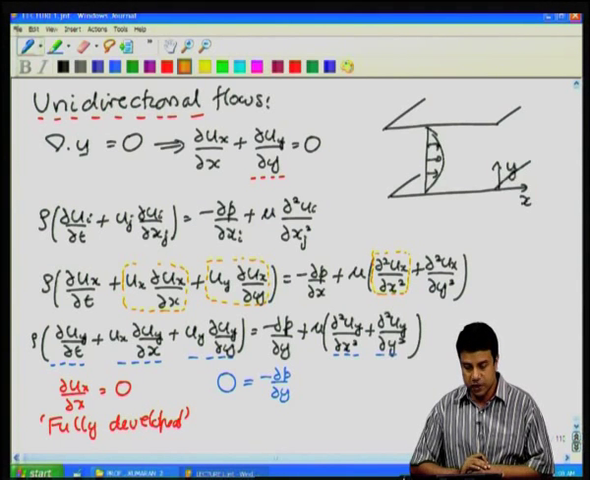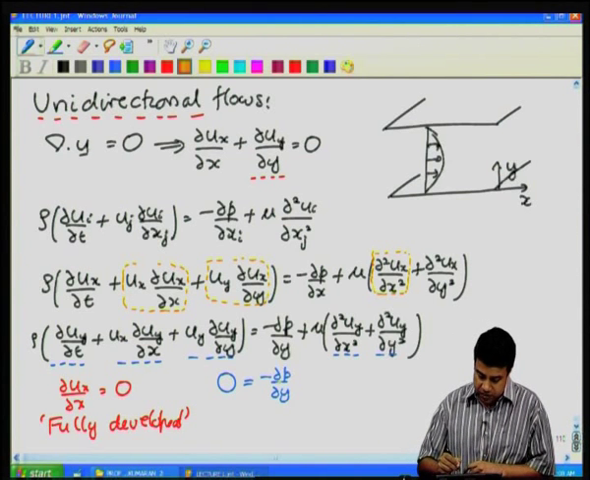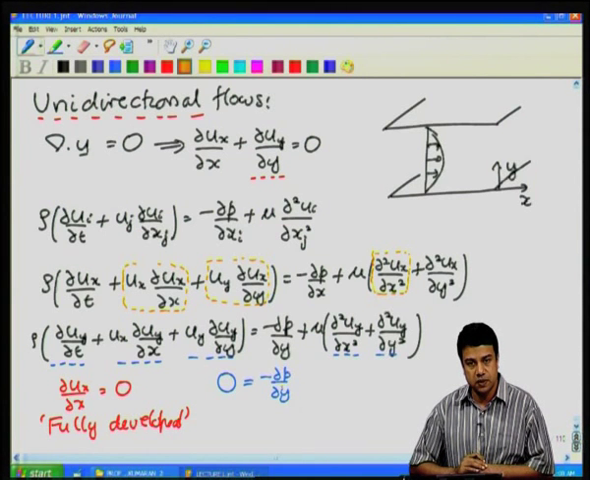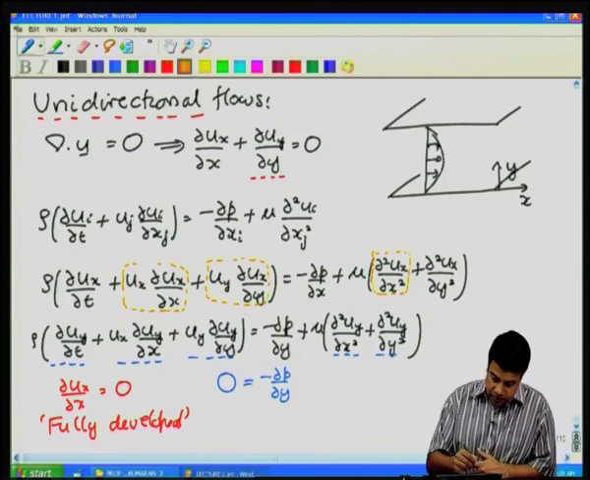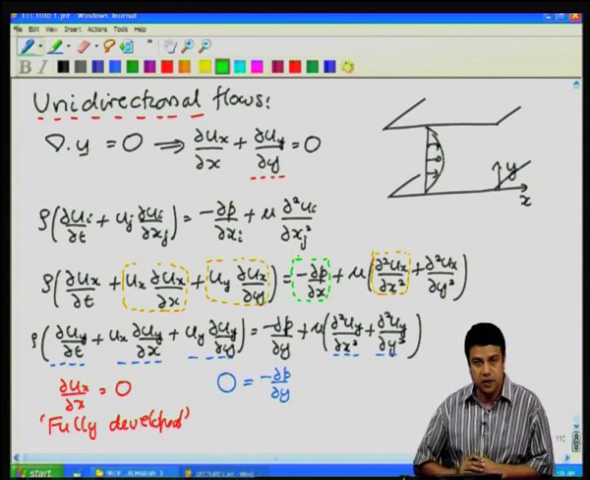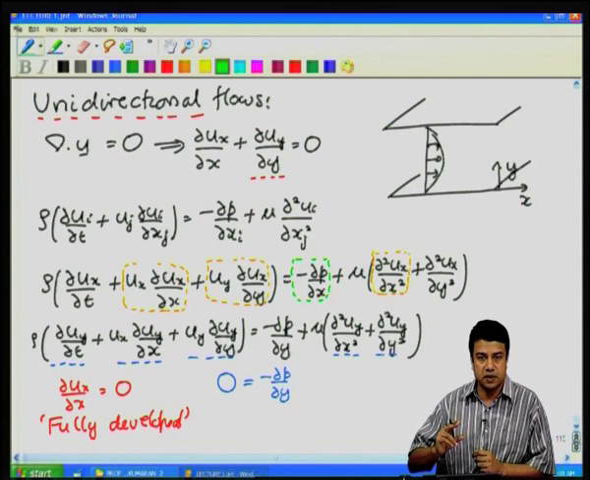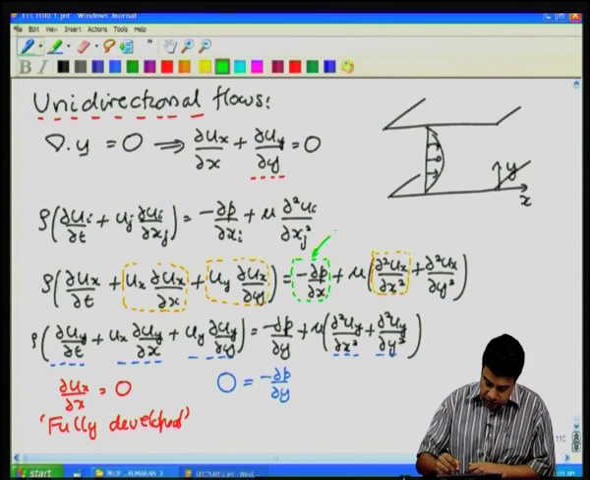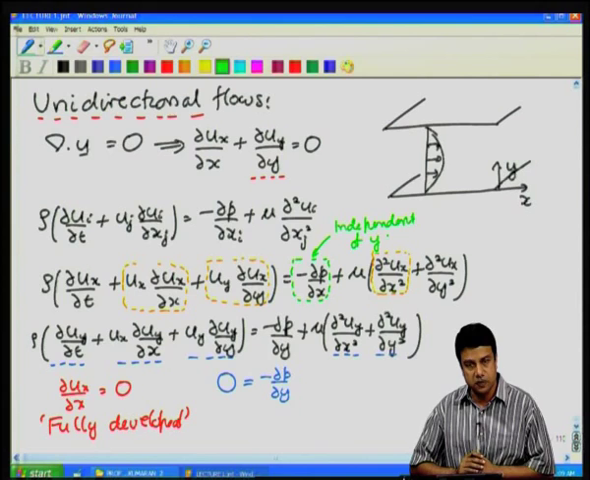So, for a fully developed flow, another important implication, since partial p by partial y is equal to 0, partial p by partial x is independent of y. So, this pressure gradient term, since the pressure itself is independent of y, the cross stream direction, that means that the pressure gradient is also independent of y.